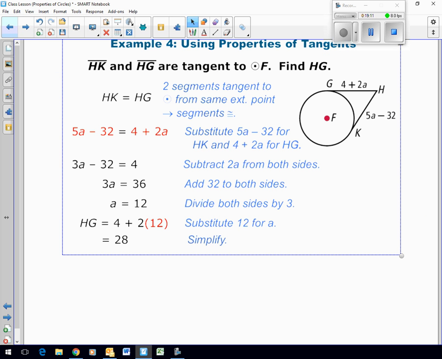In this case, if it says HK and HG are tangent to F, find HG, how would I do that? I would set HK equal to HG and solve for A. That's simple, because if they're congruent, they have to be equal. Back to congruency a little bit. Any questions on that?